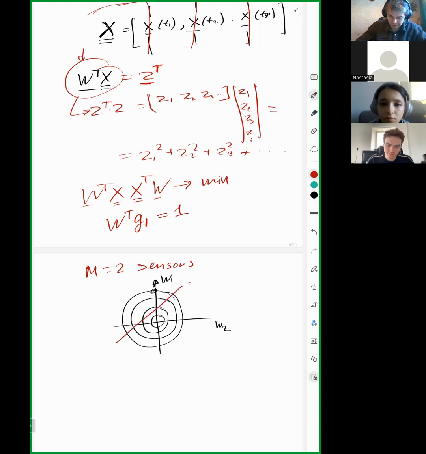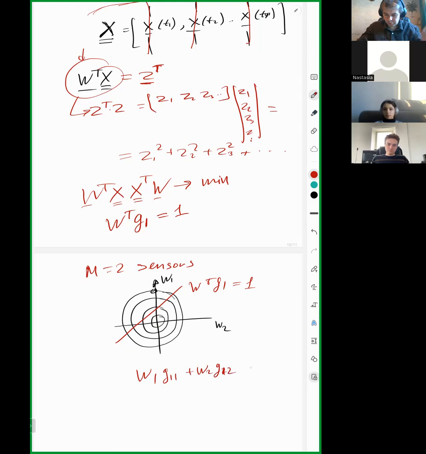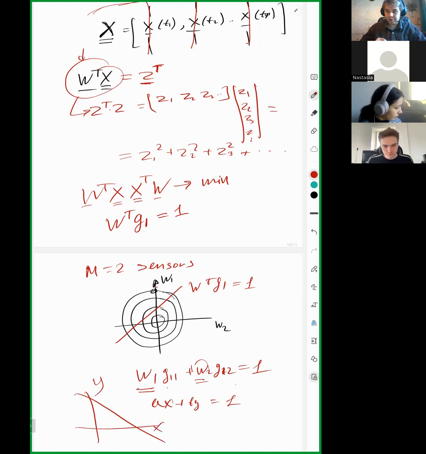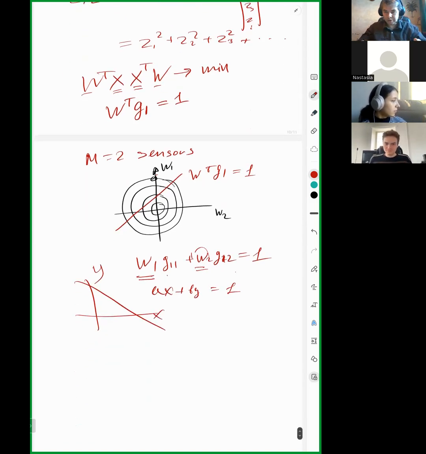Let's say it is like this. This is your constraint, equal to 1. Because G is just a vector, this constraint is W1 times G11 plus W2 times G12 equal to 1, where those are just scalars. It's like AX plus BY equal 1, which gives you a line in the XY plane. The same here. Your goal is to find W, which is this location.